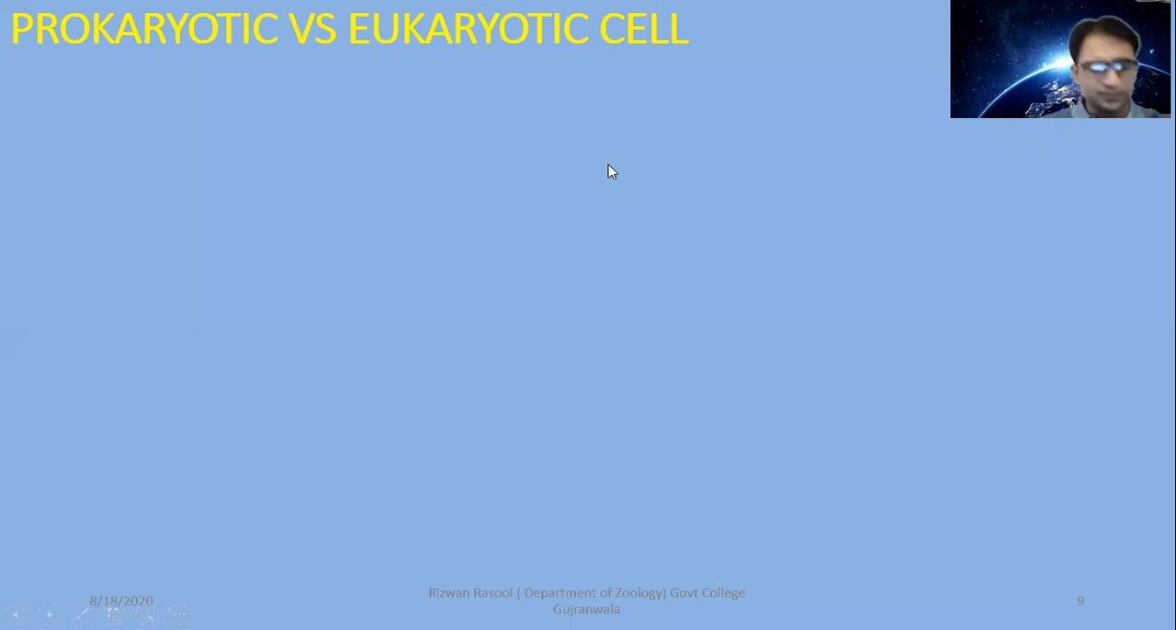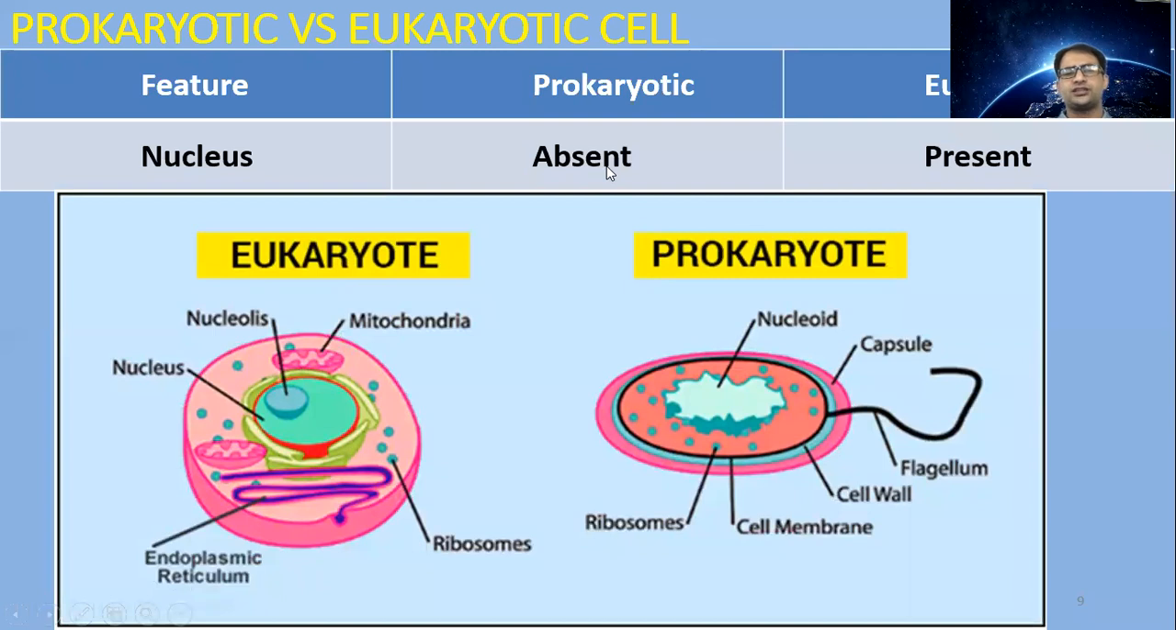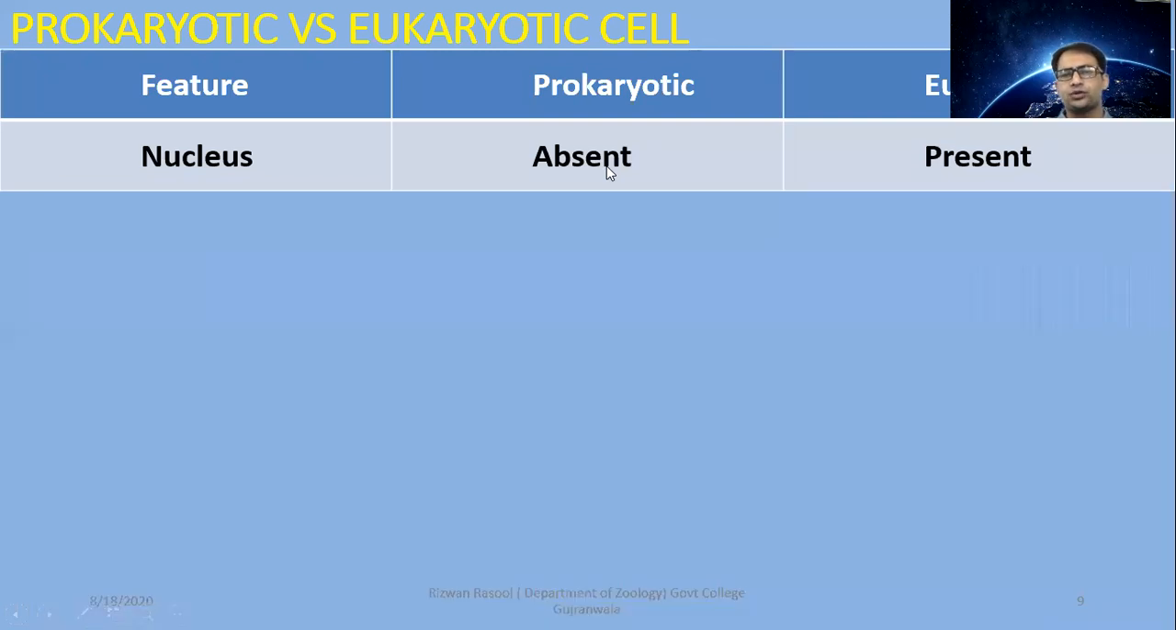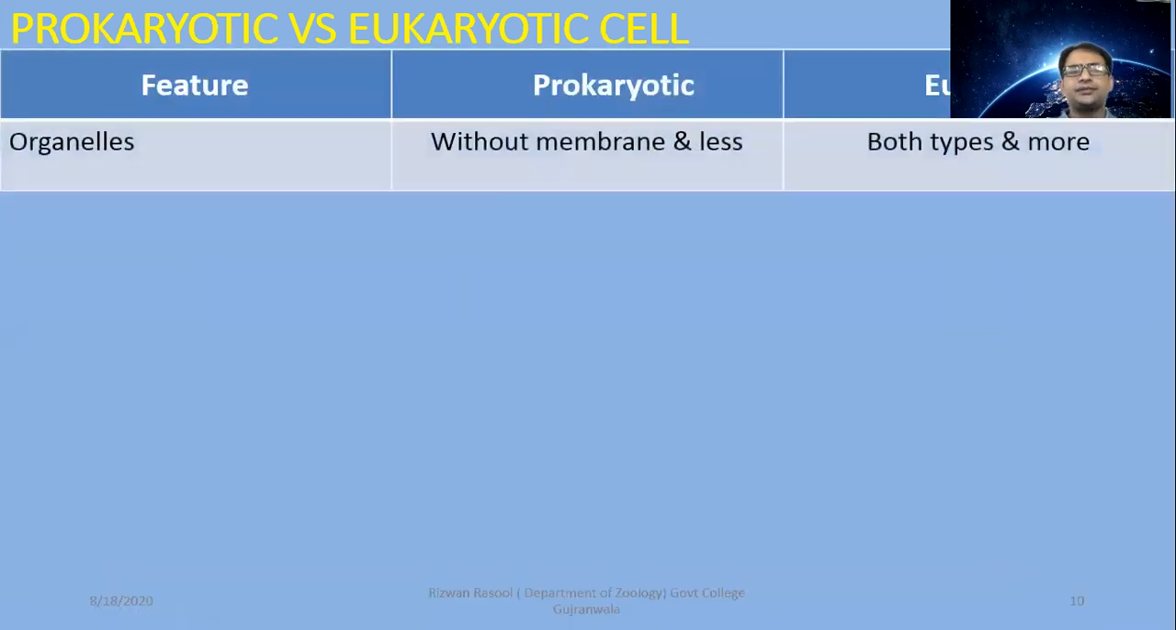There are some differences between typical prokaryotic and eukaryotic cell. Basic difference you know is the nucleus, which is absent in prokaryotic cell but present in eukaryotic cell. Then you can differentiate them on the basis of their other features such as membrane bounded organelles, which are present in eukaryotic cells, but they are absent from prokaryotic.